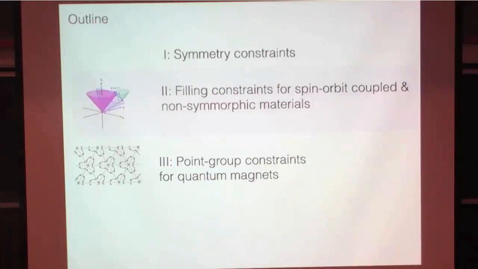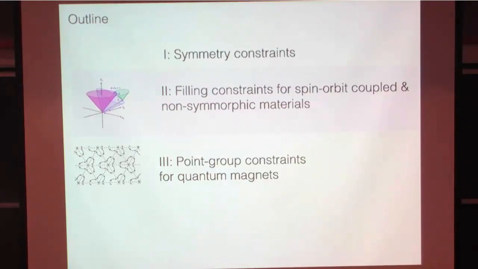Okay, so what I want to do is, for the rest of the talk, discuss two new types of symmetry constraints which go beyond the Lieb-Schultz-Mattis and Hastings theorem I just discussed. The first I'll call filling constraints, and the second are going to be point group constraints for quantum magnets.